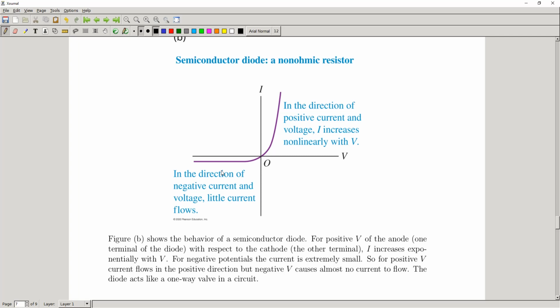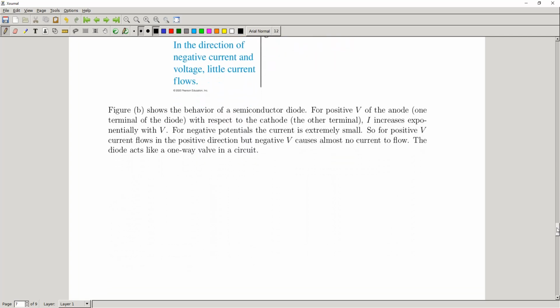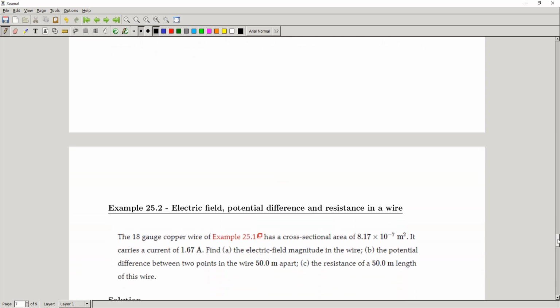So this diode would give us a behavior like a valve in a circuit. It would allow current to pass through in one direction, but if the potential difference were to switch, our current would not be able to flow back through in the other direction. It's kind of like a valve in a water or fluid situation. So that's just a quick look at diodes.